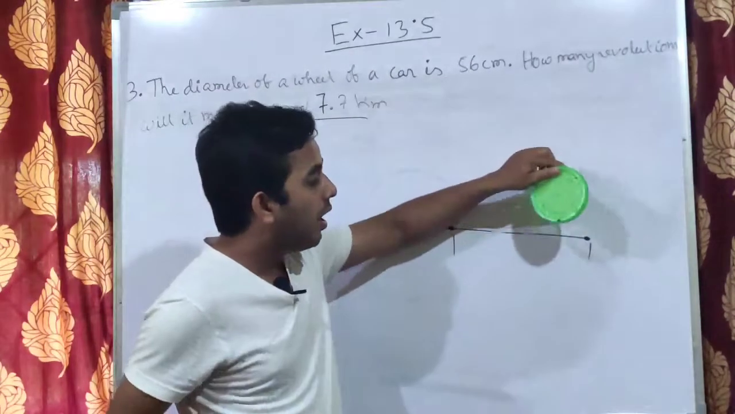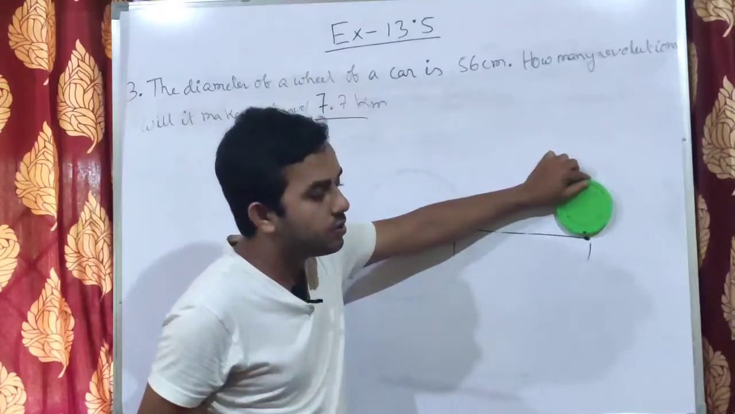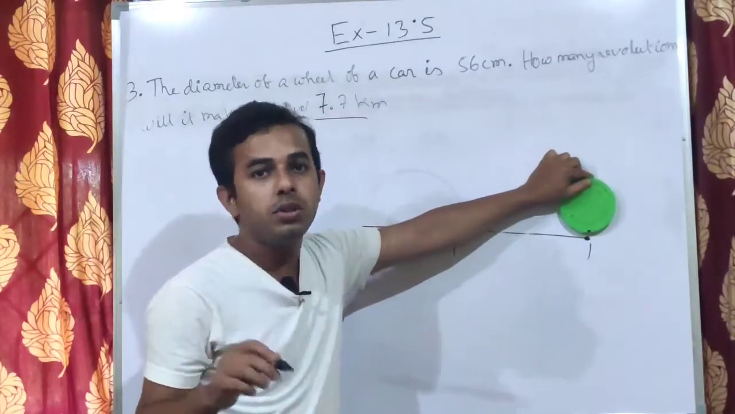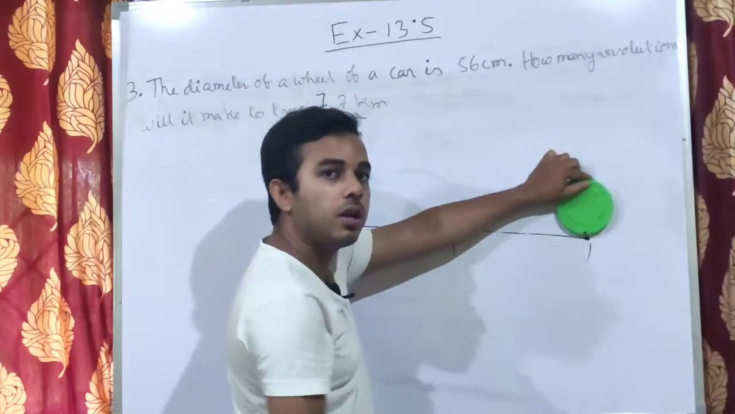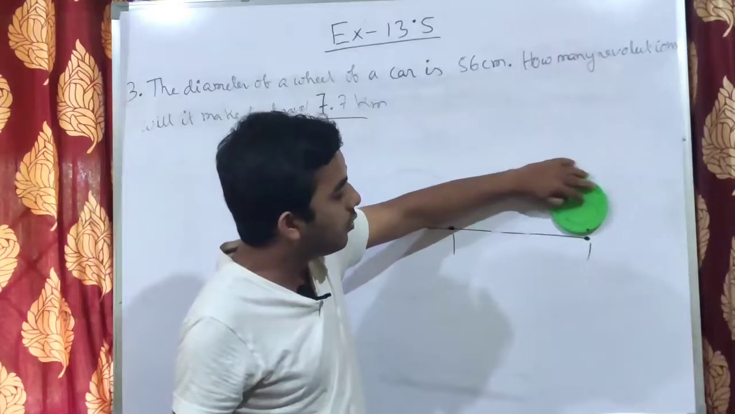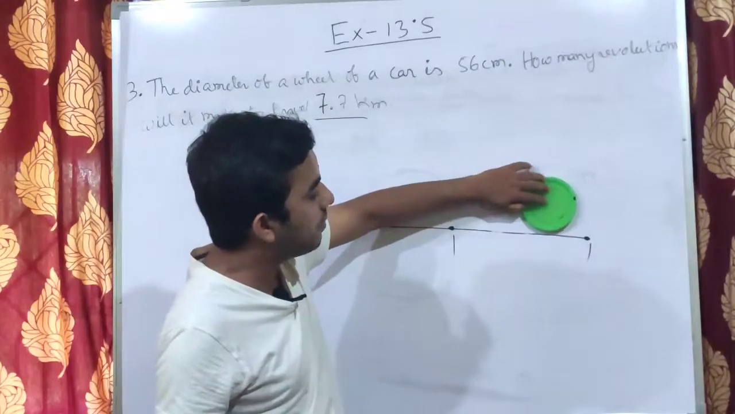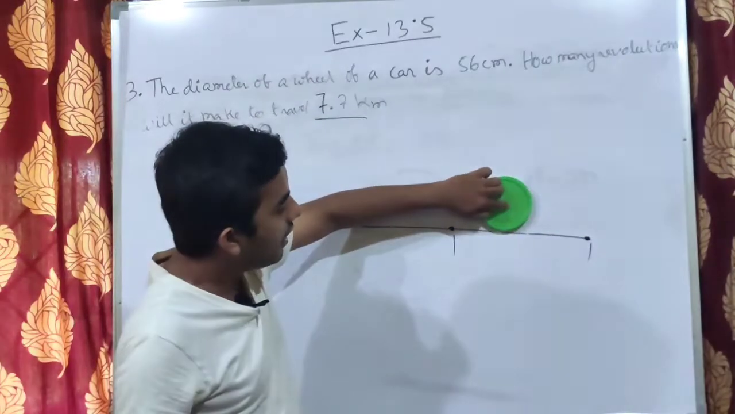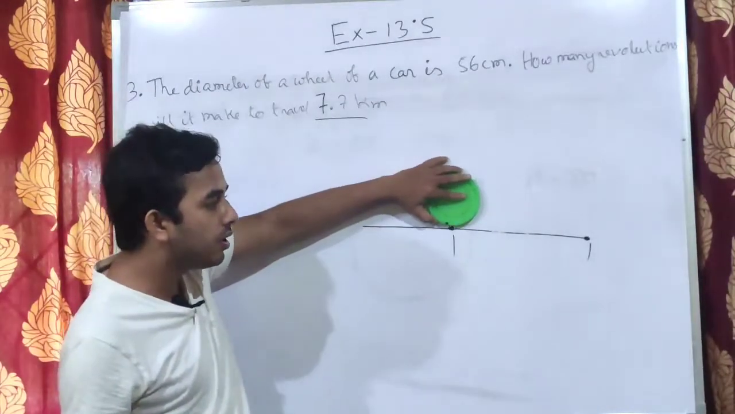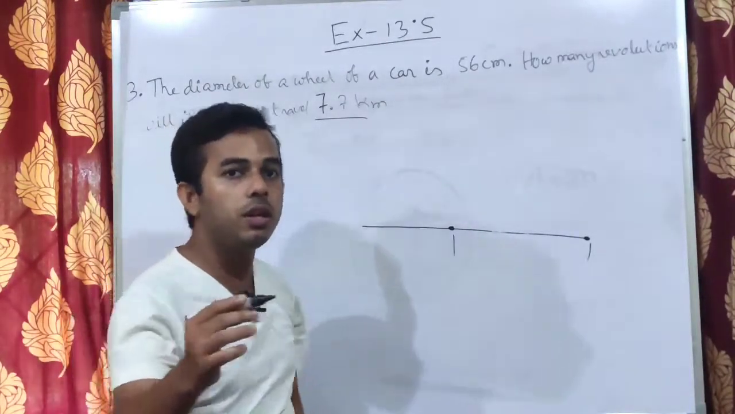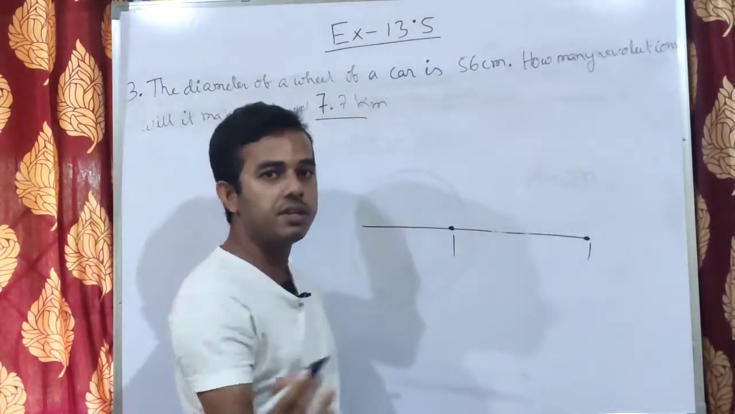Suppose this is the starting point, in which the wheel and the road are in contact, right? This point. Now when it rotates, it will cover some distance, right? And again this point will come in contact with the road at another point. So in one revolution it covers a definite distance, right?